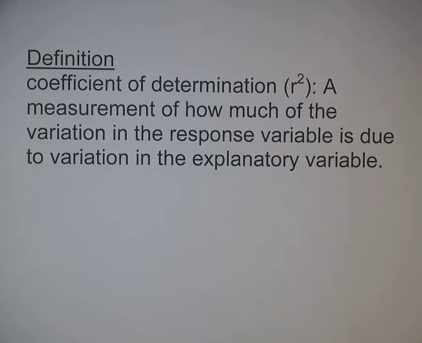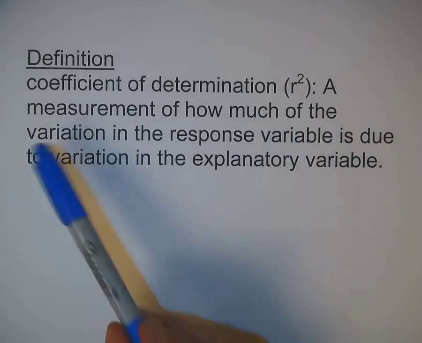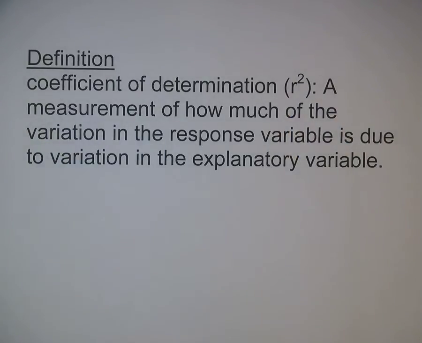It's a measurement of how much of the variation in the response variable is due to the variation in the explanatory variable. We'll make some sense of that definition in a minute, but generally R squared is measured as a proportion. So it's always a number between 0 and 1.